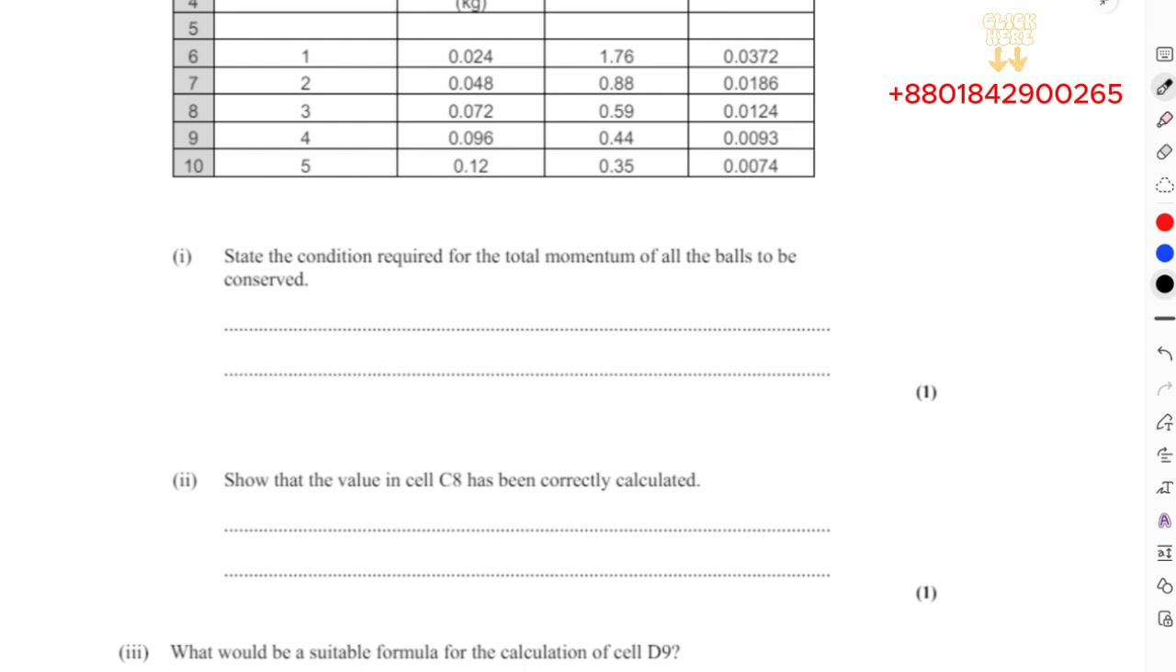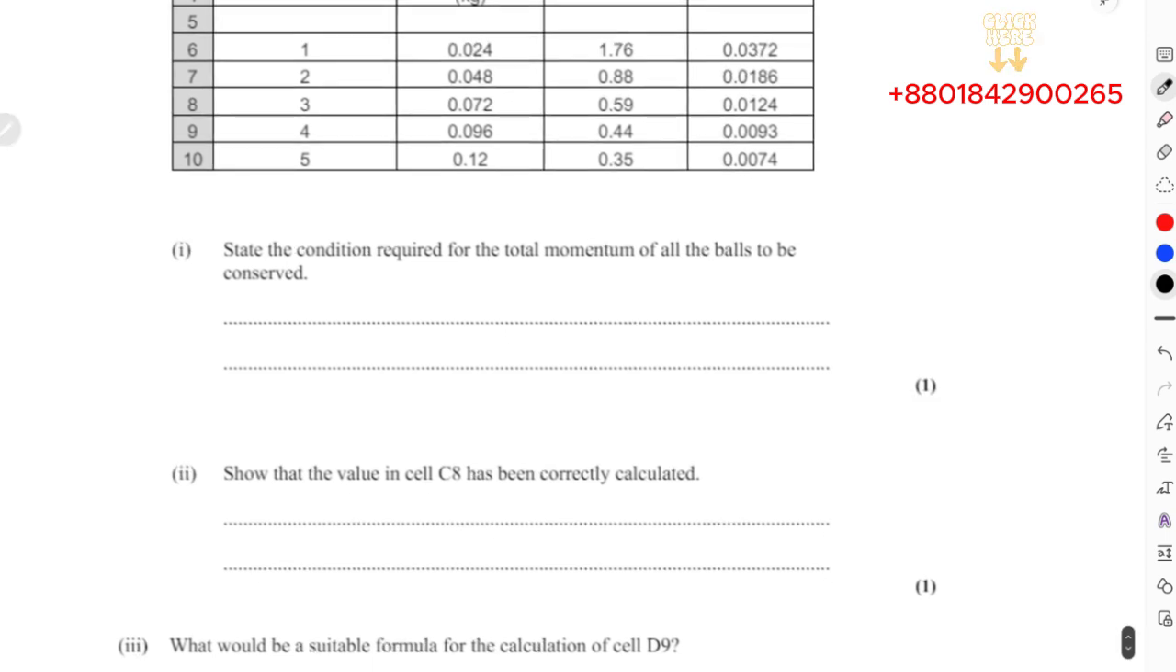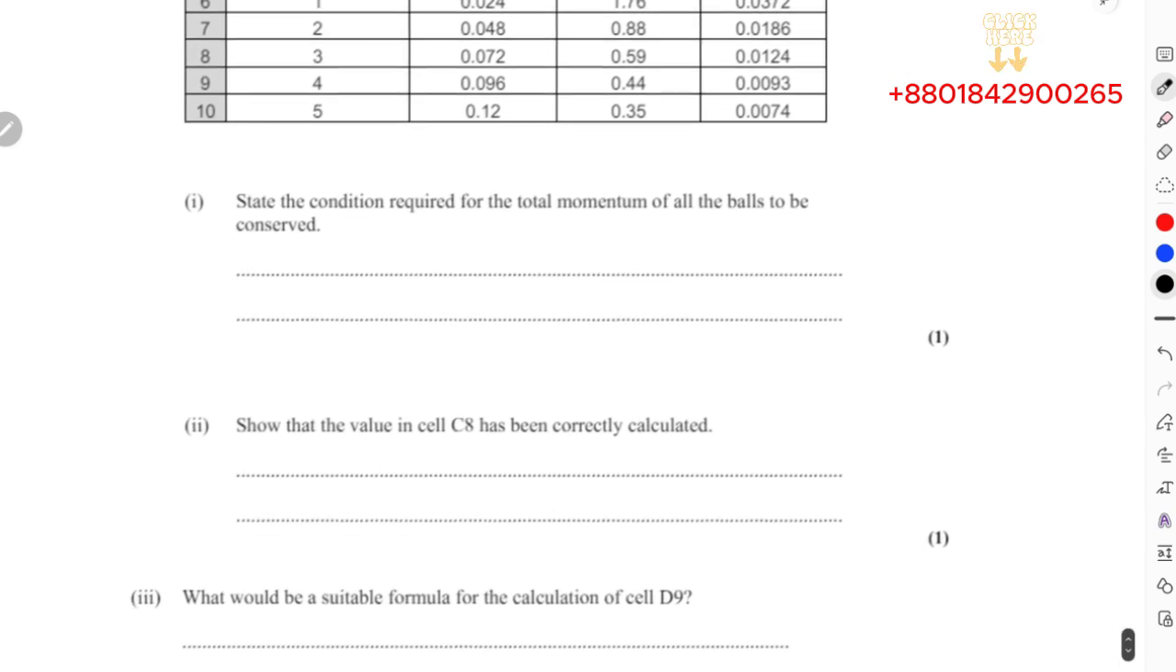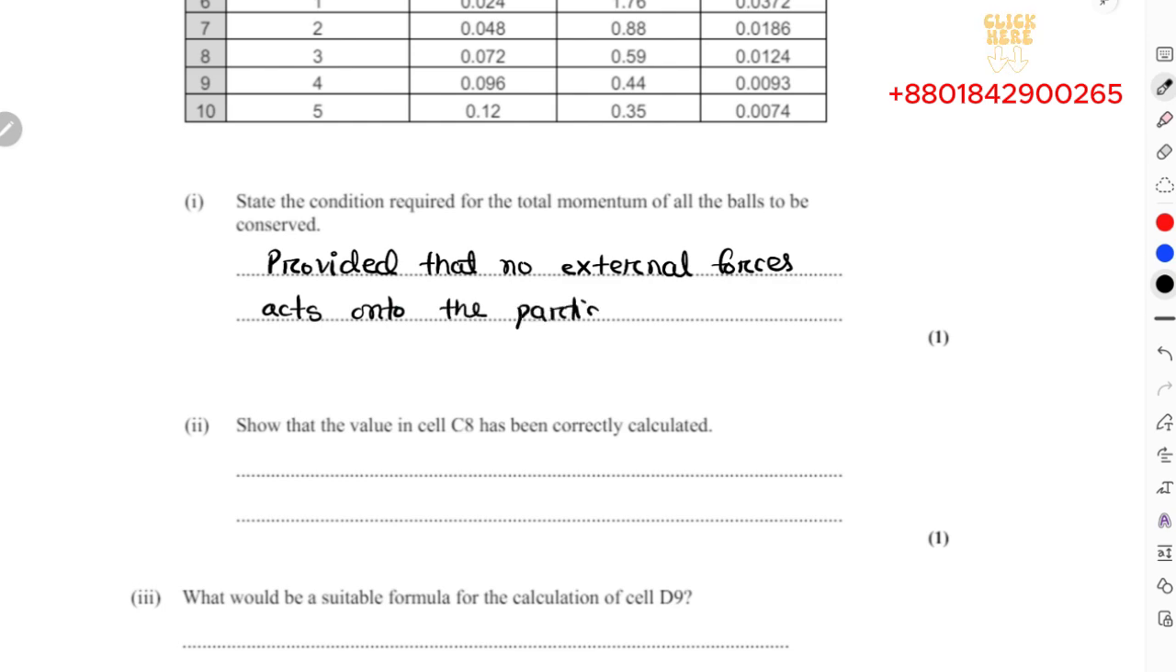The other condition was that kinetic energy should be conserved. Like all these equations of conservation of momentum can only be used for collisions that are elastic collisions, not for inelastic collisions. So let's just write down the answer as they're only looking for one answer. So just write that provided that no external force acts onto the particles. Okay, now this is part one.